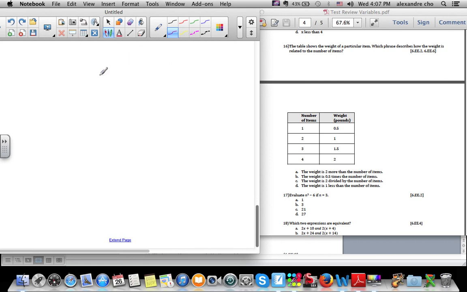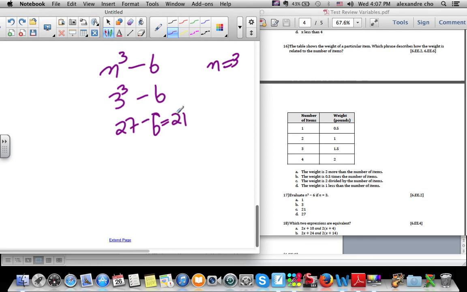17. N cubed minus 6. Wow, tough question. N equals 3. Well, substitution. So it's 3 to the third power minus 6. 3 to the third power is 27. Minus 6, 21. Jeez.